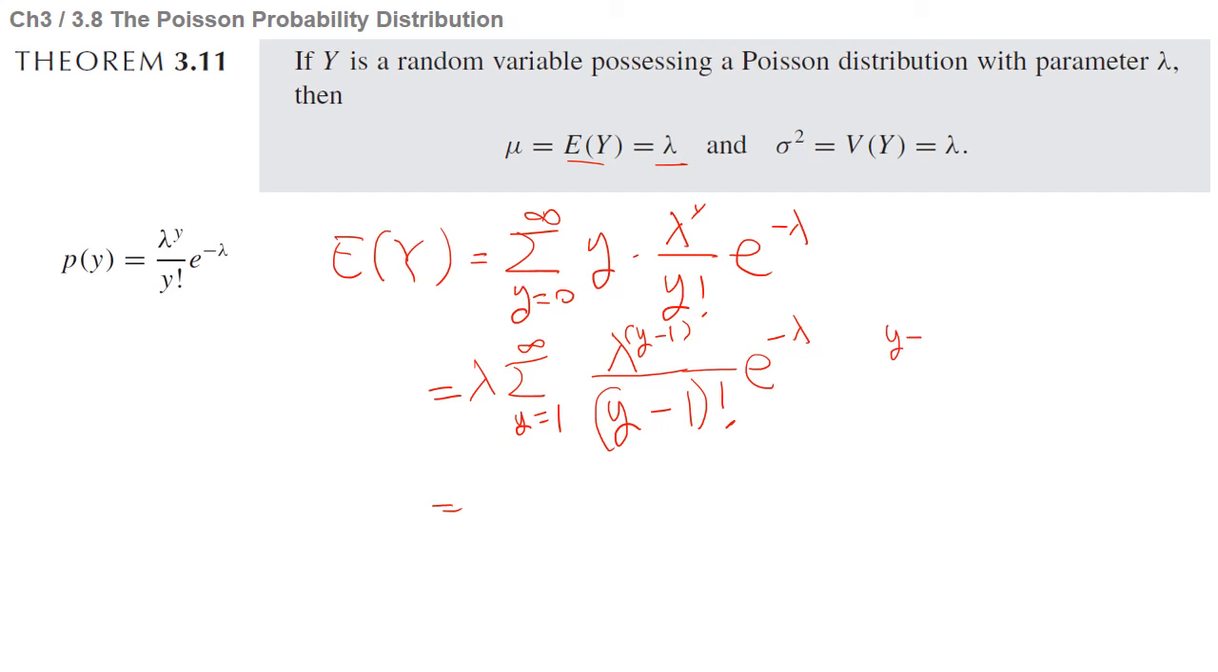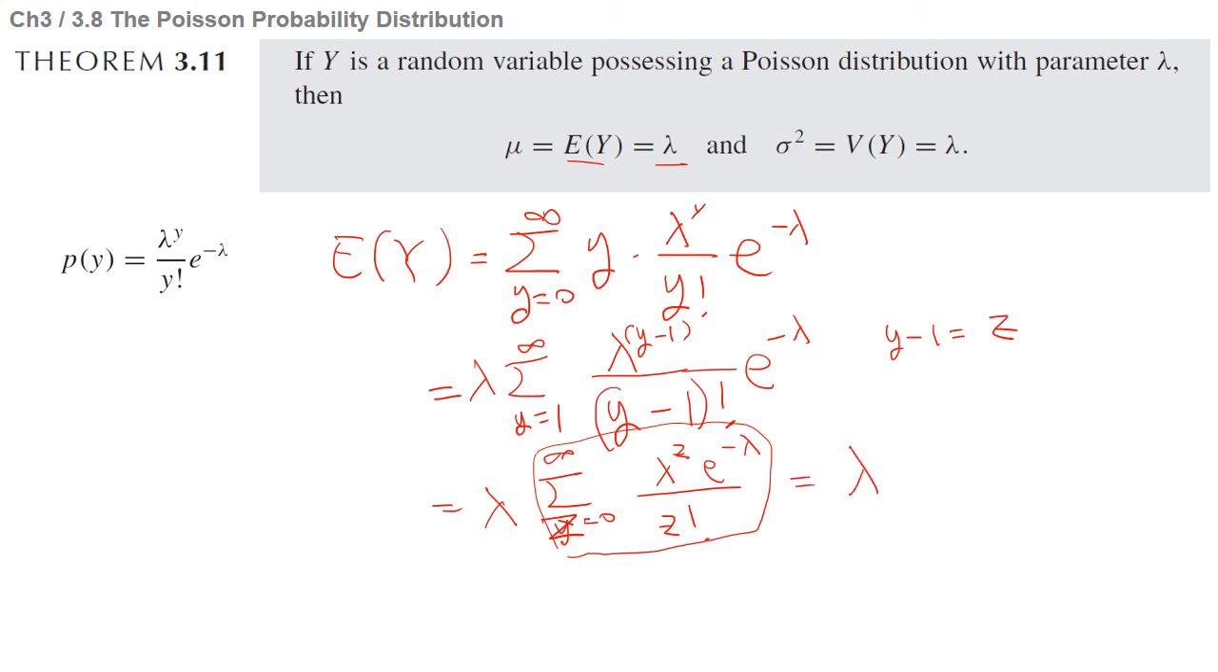Let y minus 1 be z. Then this summation becomes z from 0 to infinity, and this becomes lambda to the z e to the minus lambda over z factorial. And since this is again a Poisson distribution, the sum of this is 1. So this becomes lambda. Okay, this is the proof for the expected value.